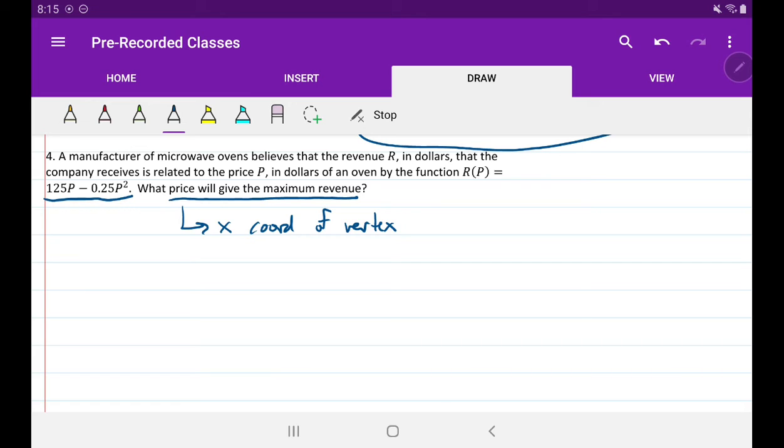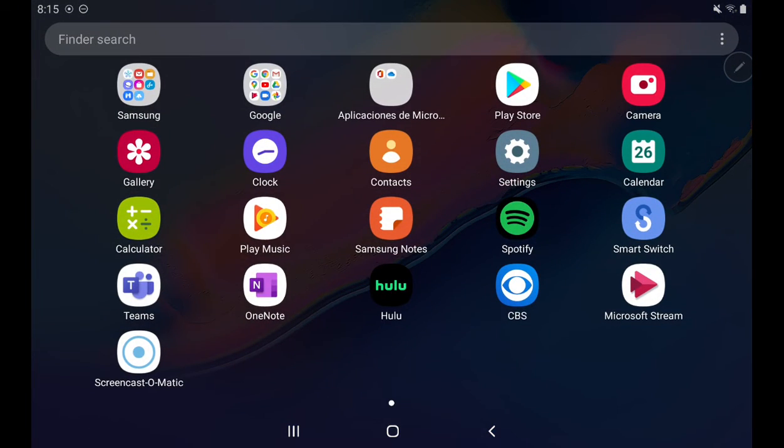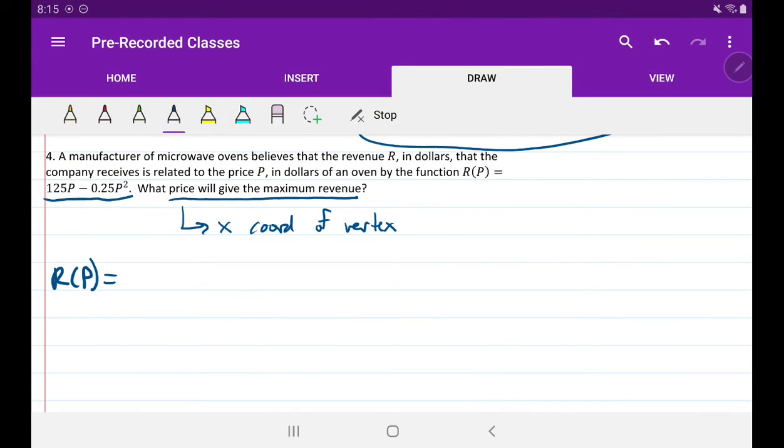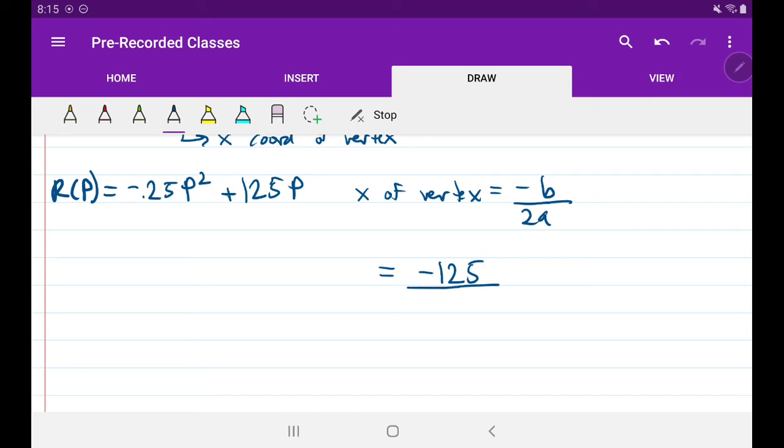So the first thing we want to do is rewrite our quadratic function in standard form. So what I'm going to do is I'm just going to flip the order of this so my p squared term is first. Okay, so I'll rewrite this so my p squared term is first. So I'll have negative 0.25p squared plus 125p. And then I can use this to find the x of the vertex, which remember is just going to be negative b over 2a. So that will be negative 125 over 2 times negative 0.25.